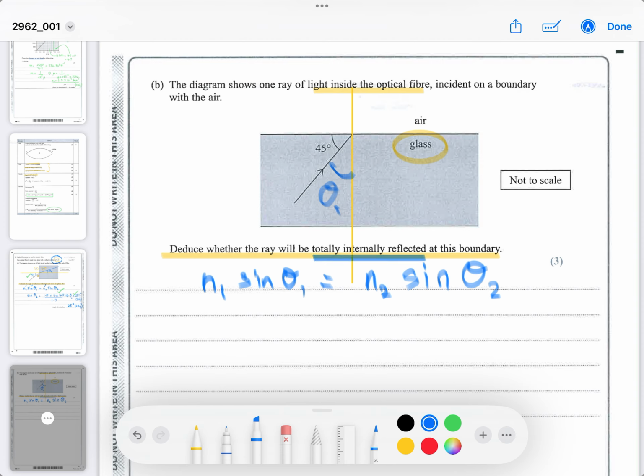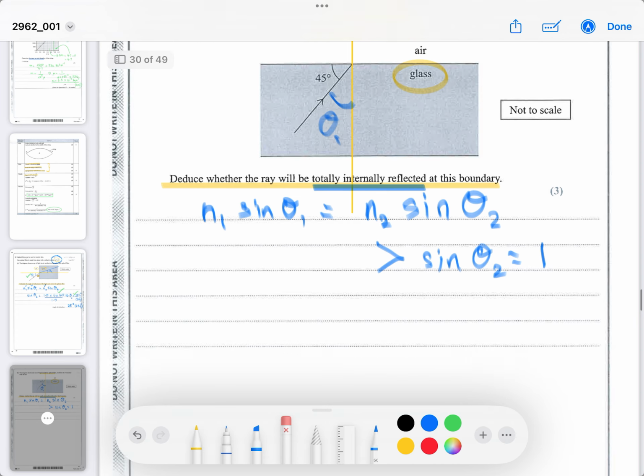Now totally internally reflected means that it will happen when sine theta 2 equals 1, because it will go along the boundary. So what is it that you want to find out? What is the critical angle? It will totally internally reflect when the angle theta 1 is greater than C. So when you get sine theta 2 greater than 1.